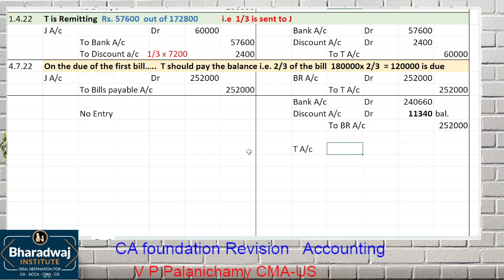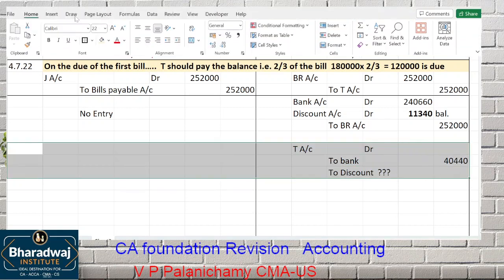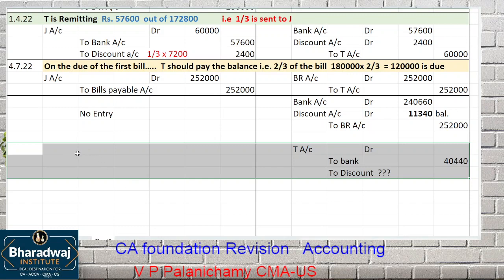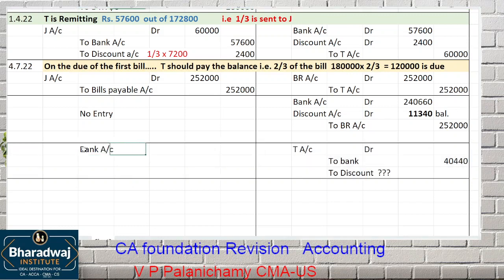Debit the receiver. T account debit to bank. To bank, how much I am sending? 40,440. To discount, how much is the problem here? You will get money from me, so bank account debit. How much of discount you have to bear?